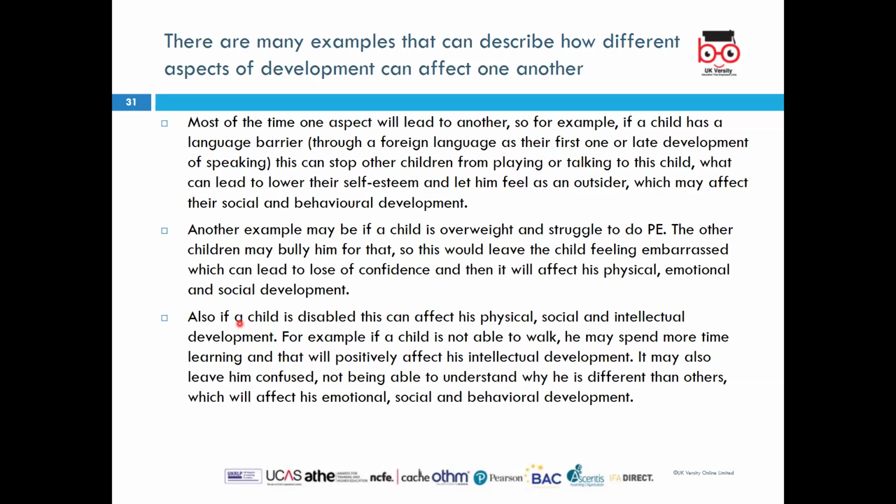Most of the time there will be an impact. For instance, if a child has a language barrier, so they're coming from a foreign language as their first language, or late development of speaking, this can stop other children from playing or talking to this child. It is known that they might have lower self-esteem if they don't know the same language as the rest of the children, which may impact their social and behavioral development.